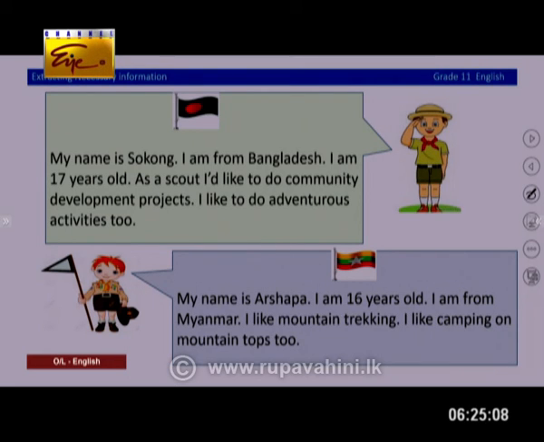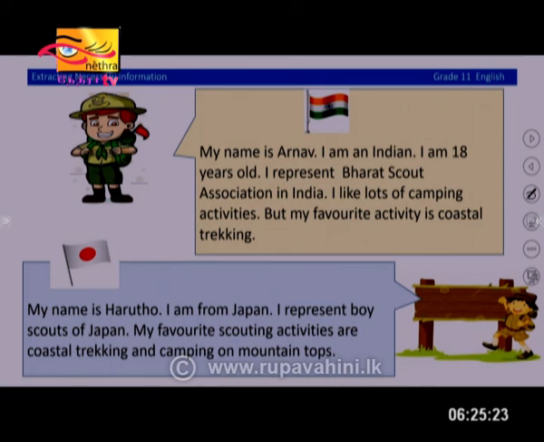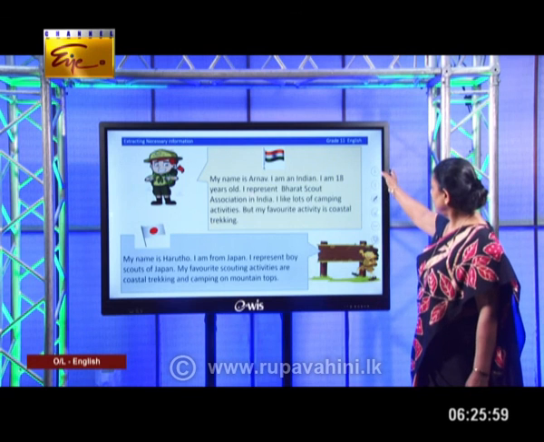Right. My name is Arshapa. I'm 16 years old. I'm from Myanmar. I like mountain trekking. I like camping on mountain tops too. Yes, my name is Anam. I'm an Indian. I'm 18 years old. I represent Bharat Scout Association in India. I like lots of camping activities, but my favorite activity is coastal trekking. Last one, my name is Haruto. I'm from Japan. I represent Boy Scouts of Japan. My favorite scouting activities are coastal trekking and camping on mountain tops. Right.